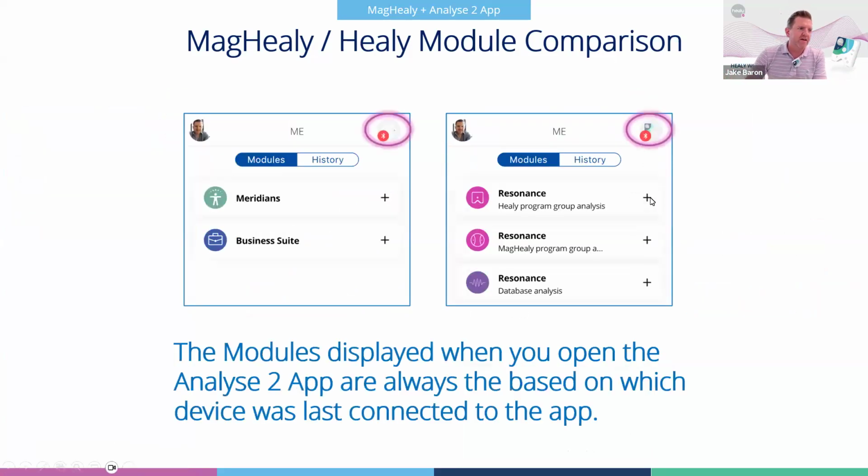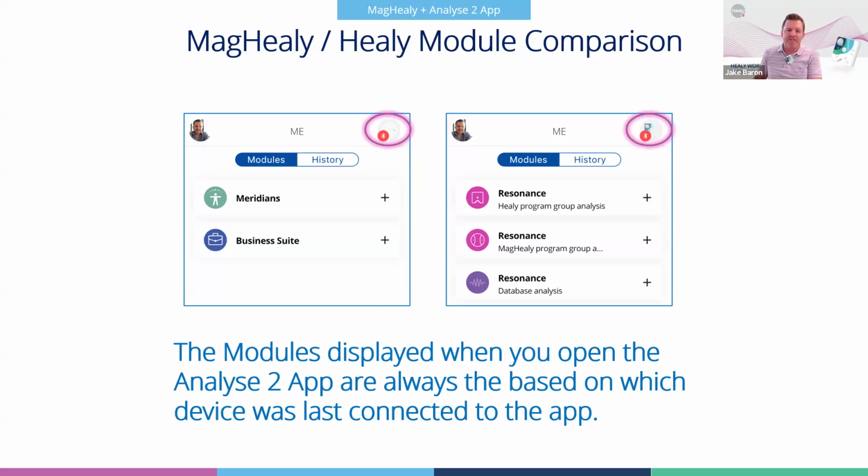And then also, as I mentioned earlier, the modules displayed when you open the Analyse 2 app are always based on the device that was last connected to the app. So if you were last connected to your MagHealy and then you hard close the Analyse app, open it back up, it's going to take you to your Me page showing the MagHealy modules, but it won't be connected to your MagHealy device because you have to initiate that process.